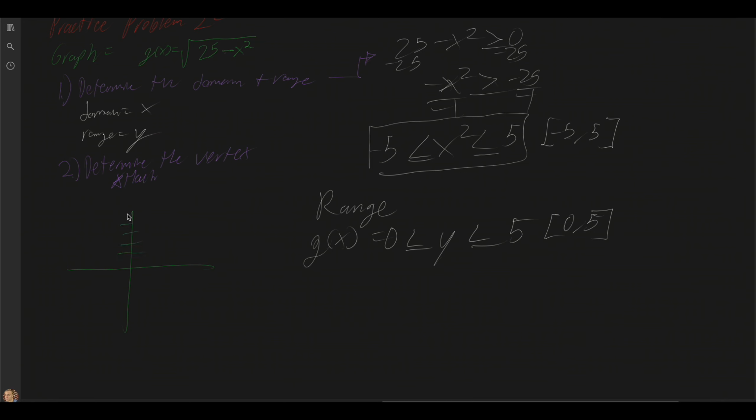1, 2, 3, 4, 5. It's going to be pretty easy. That's negative 5, and that's positive 5. And since we were doing a positive, our vertex is going to be at the top, since we have 5 all the way at the top over here.